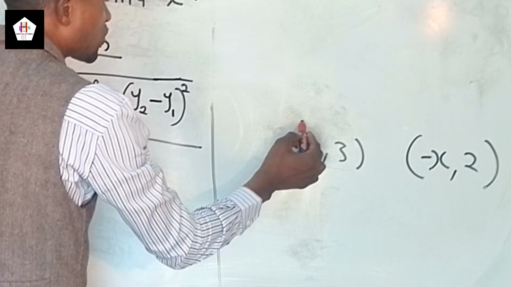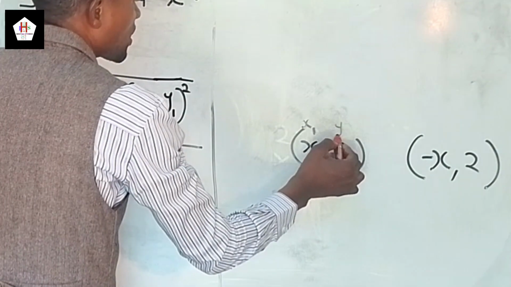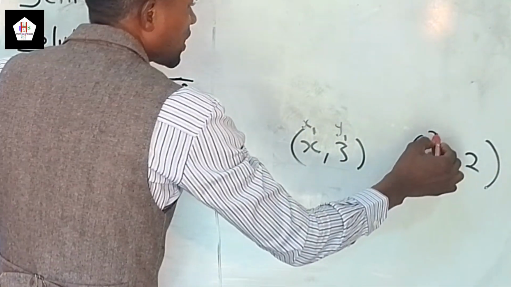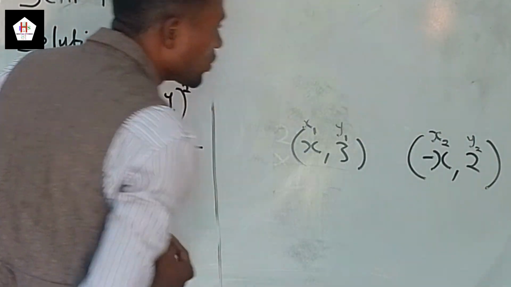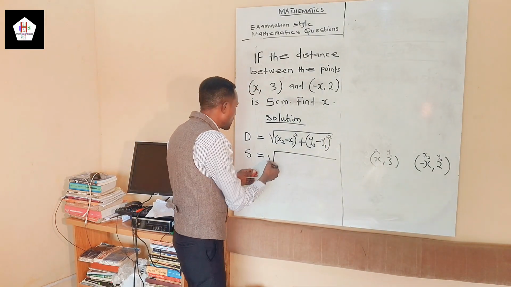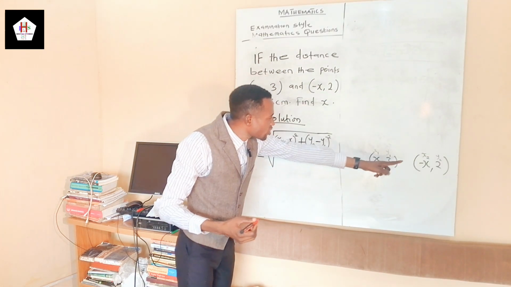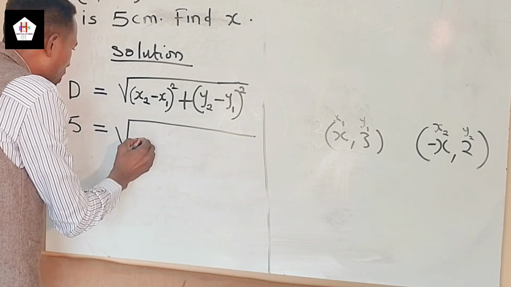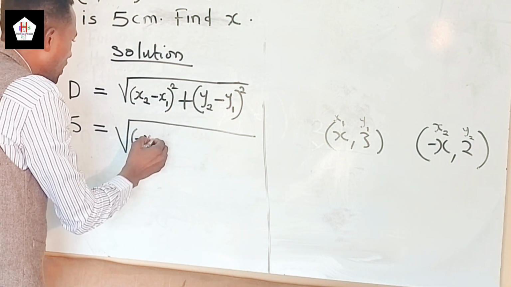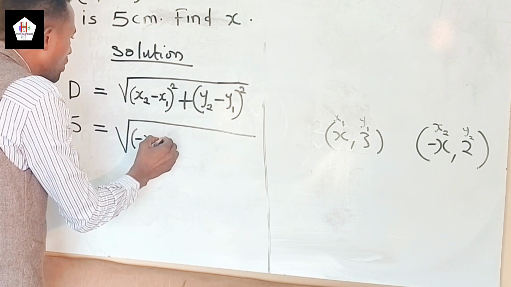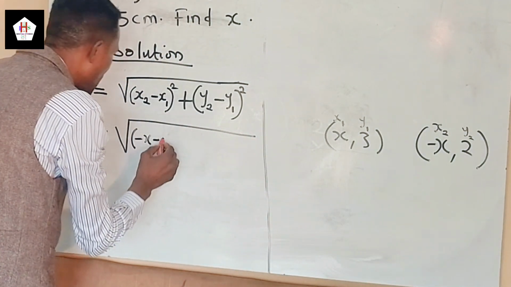So the first one, this one is x, represents x subscript 1. And this one represents y subscript 1. This one is x subscript 2. And this one is y subscript 2. So we are going to substitute this into the formula. Of course, our x subscript 2 is minus x. And then there is minus here. And we have our what? x subscript 1 is x.